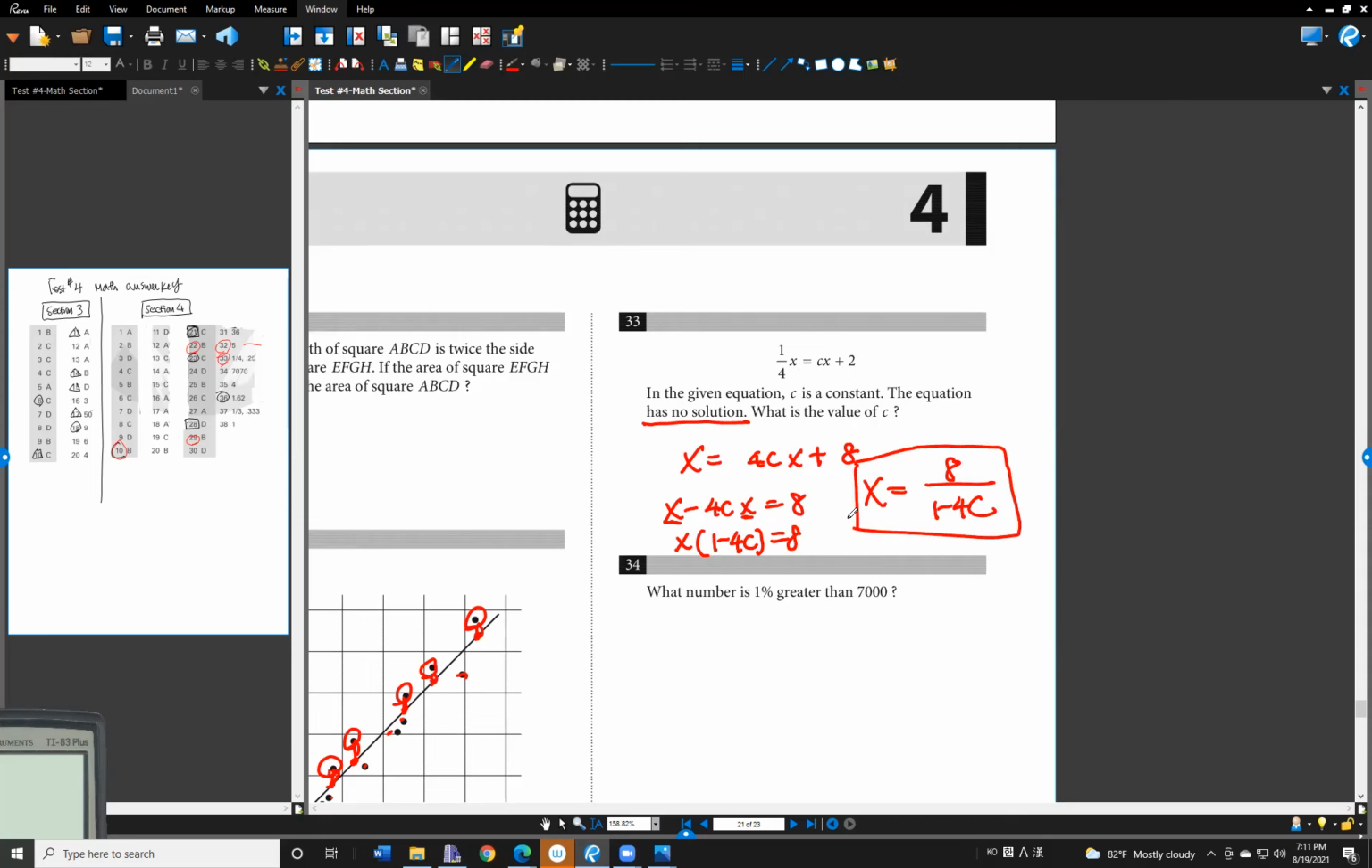Okay, so no solution. What did I say? If the denominator is 0, there is no solution. This denominator, 1 minus 4c equals 0, there is no solution, okay? 1 equals 4c and c equals 1/4. Okay, that's the answer.